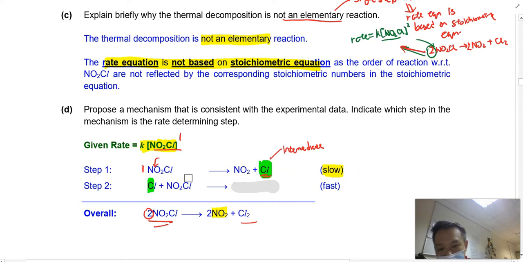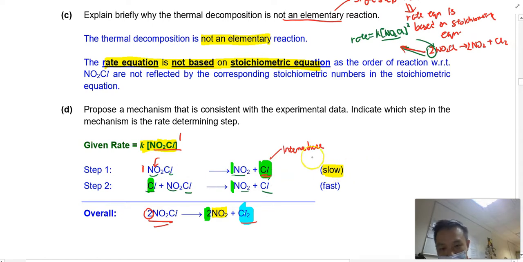Okay, I react with another NO2Cl, and then to propose the product, I can propose another NO2. Why? Because again, there are 2 NO2. I have 1 so far. I need one more. And then the other product will be your Cl2. Okay? And then you check that everything balances. 1 Cl, 1 Cl, 2 Cl. NO2, NO2, NO2, NO2, Cl, Cl.